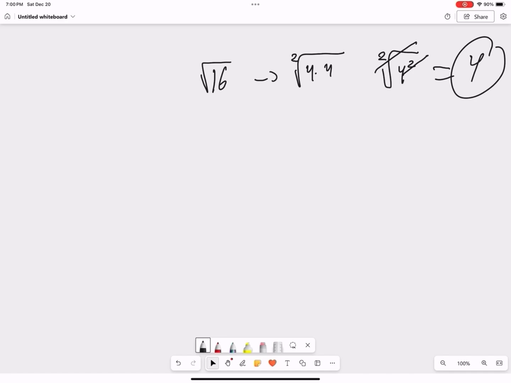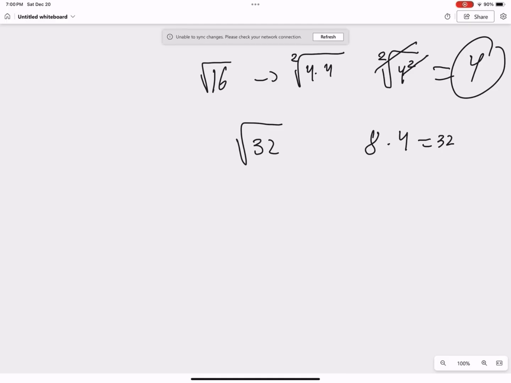What about the square root of 32? Do you know two identical numbers that multiply to 32? No. Well, let's see. 8 times 4 is 32. Are they identical? Are they the same? No. What about 6 times 4?